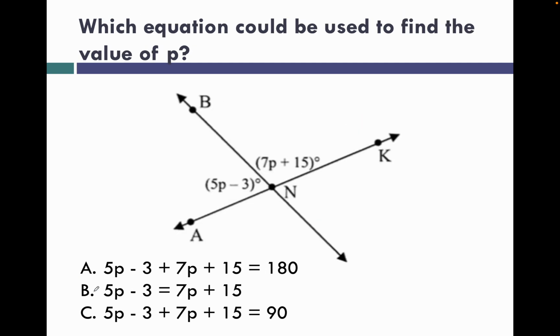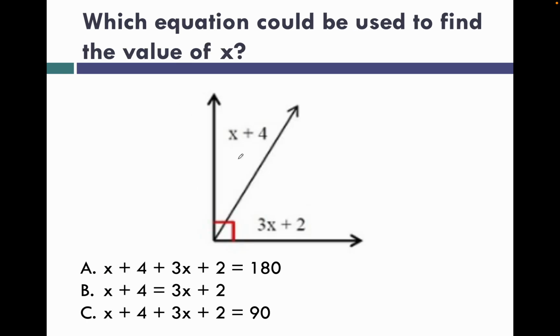Which equation could be used to find the value of P? Since these angles, A and B and K, are adjacent and supplementary because they make a straight line when you combine them, or a full 180 degrees, A would be the correct choice for this equation.